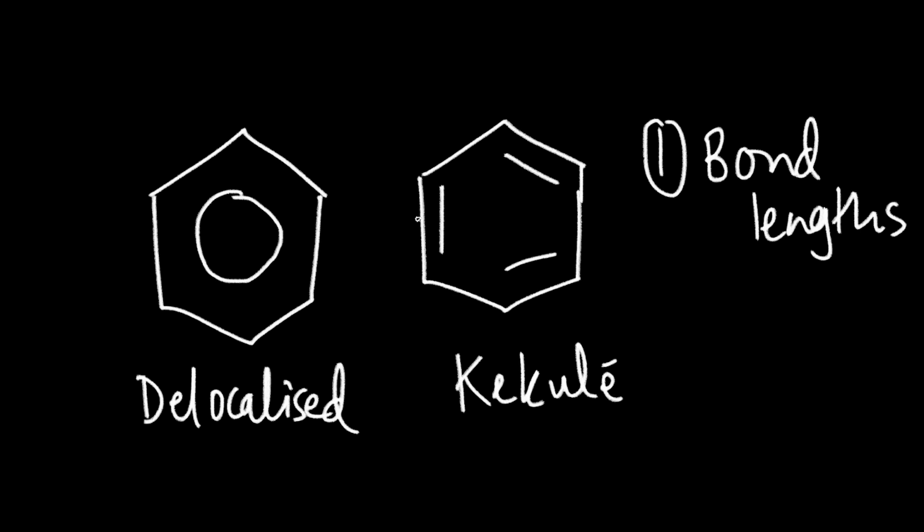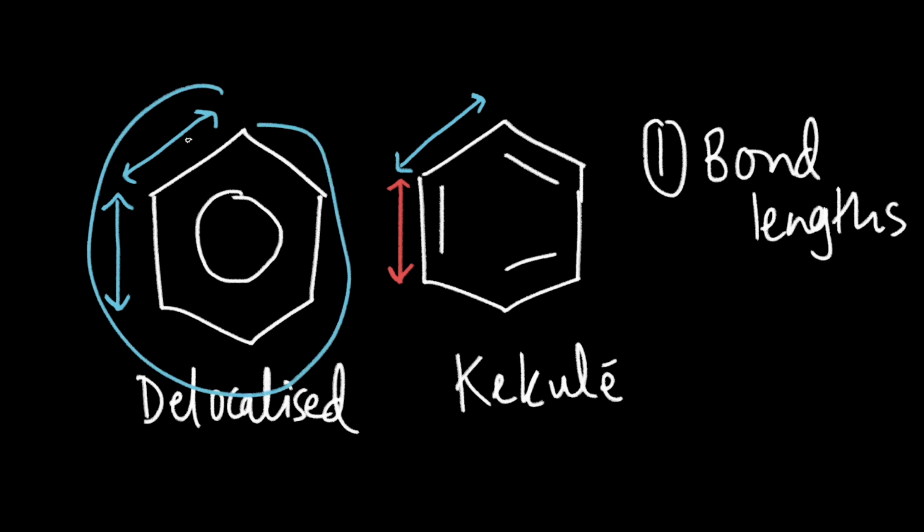So in Kekule's structure, we'd expect the length of the double bond to be shorter than this single bond. So we'd maybe expect it to look something like this, if I was to draw it in a very exaggerated way. But in actual fact, when you measure the lengths, they are all the same. So this supports the delocalized structure being the correct one.